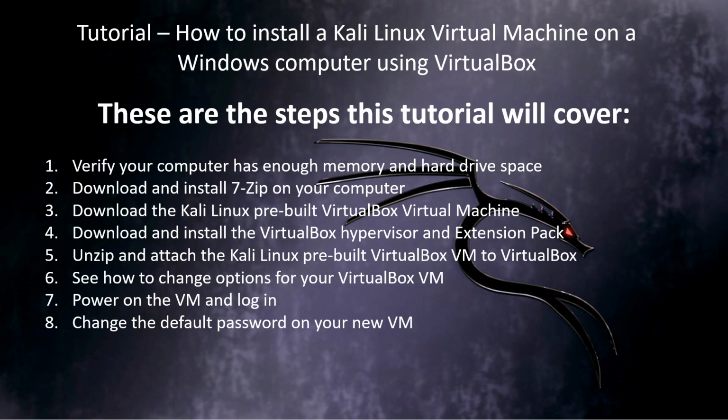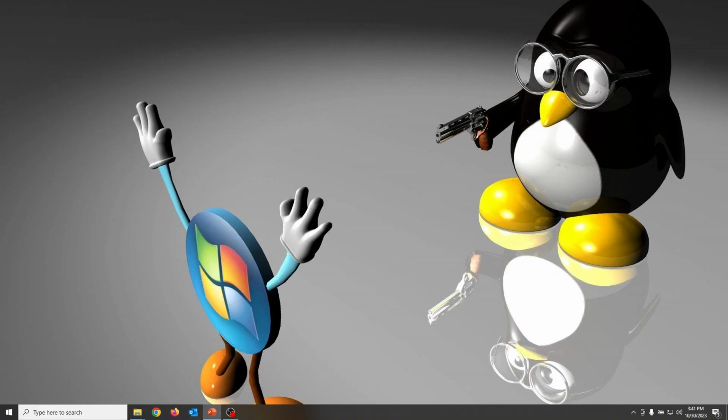And here are the steps that we're going to cover in this tutorial. First, we're going to verify that your computer has enough memory and hard drive space. We're going to download and install 7-zip on your computer. We're going to download the Kali Linux pre-built VirtualBox VM. We're going to download the VirtualBox hypervisor and extension pack. We're going to unzip and attach the Kali Linux pre-built VirtualBox VM. We're going to show you some ways that you can change some of the options for your VirtualBox. And then we're going to power on the VM and log in. And the last thing we're going to do is change the default password for your new VM. So let's go ahead and get started.